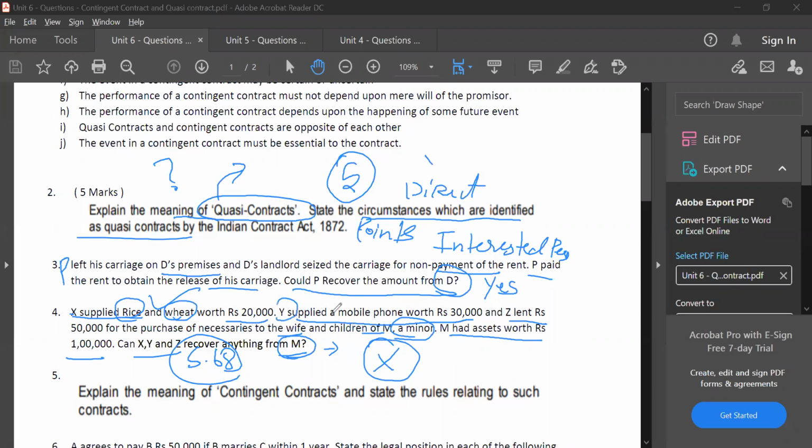What is Y supplying? Mobile phone. Is mobile a necessity, guys? Give me the answer. No, sir. Mobile is not a necessity. Now you might say today, with Corona and internet technology, mobile is a necessity. No, the law says necessity is what you need to live your life. You need shelter, house, food and water, clothing. This is only necessity, not mobile phone. Therefore, Y cannot recover any money. Next, Z lent 50,000 for purchase of necessities. Therefore, Z also can recover. So only X and Z can recover. Y cannot recover.